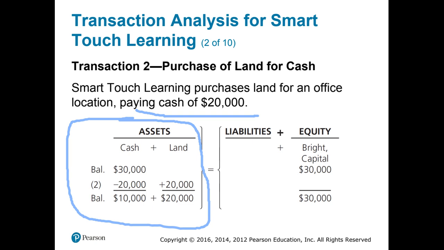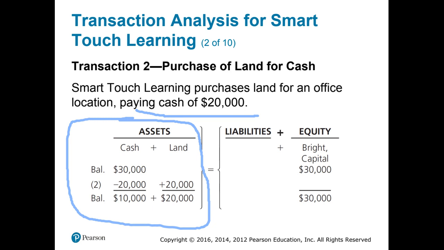If our cash account goes down by 20,000, what does our land do? Our land will go up, because these have to equal out. The left has to balance with the right. Cash goes down by 20,000 because we paid out 20,000 in cash. We've received 20,000 in land value, so our land goes up by 20,000. These both cancel each other out.